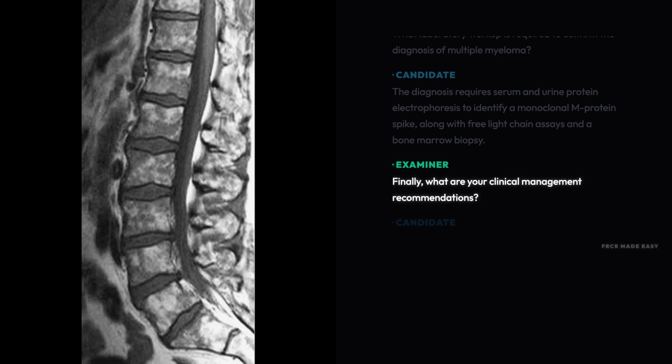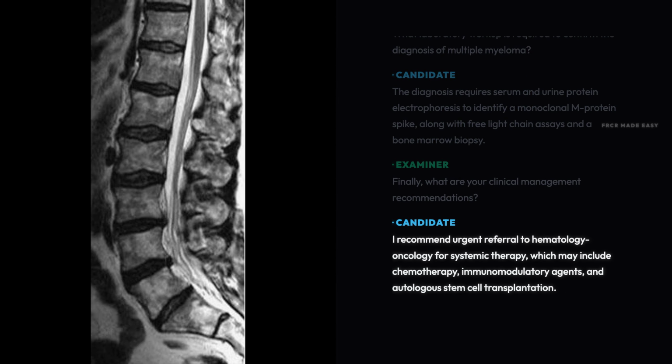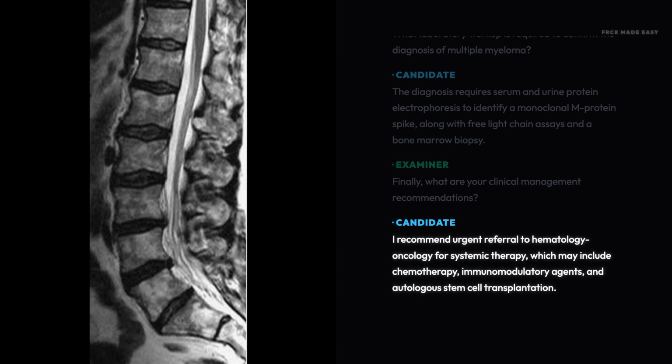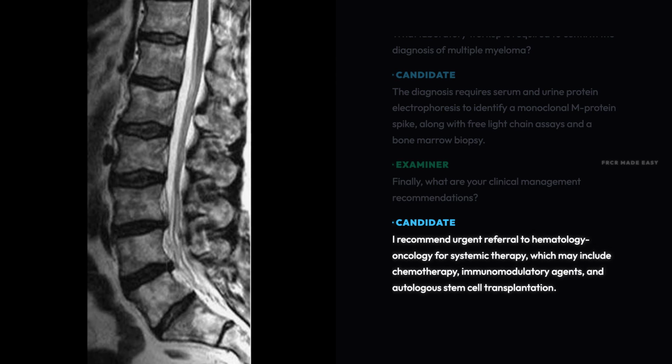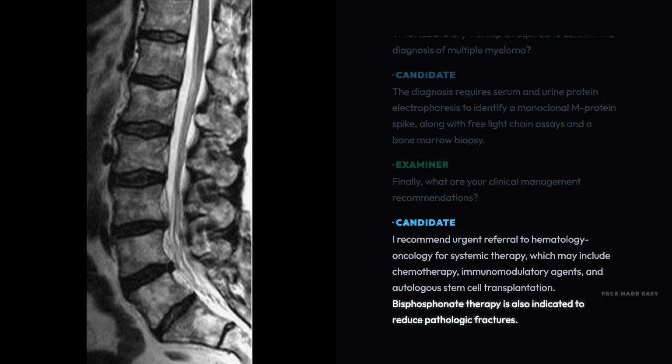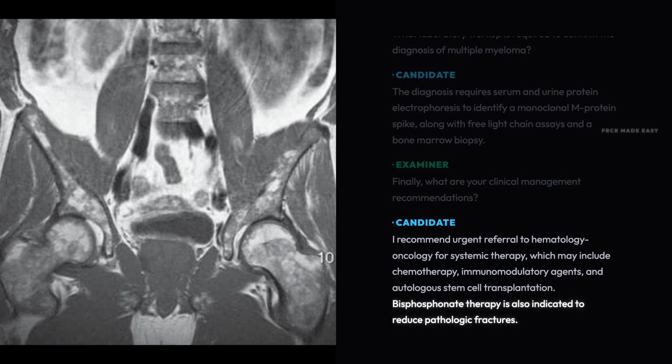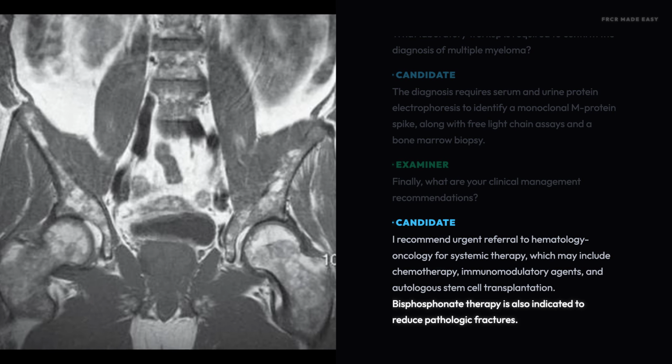Finally, what are your clinical management recommendations? I recommend urgent referral to hematology-oncology for systemic therapy, which may include chemotherapy, immunomodulatory agents, and autologous stem cell transplantation. Bisphosphonate therapy is also indicated to reduce pathologic fractures.